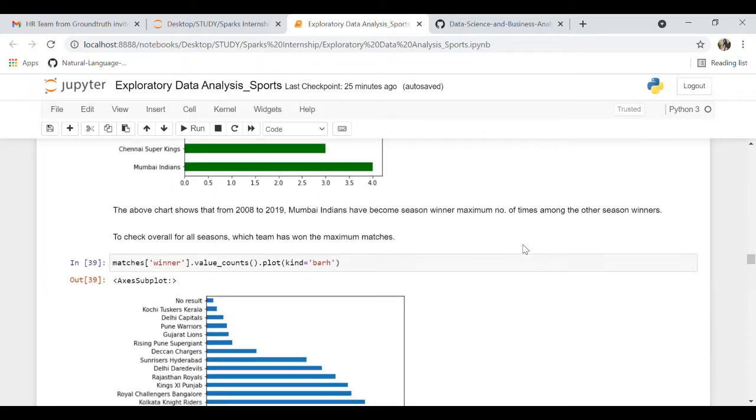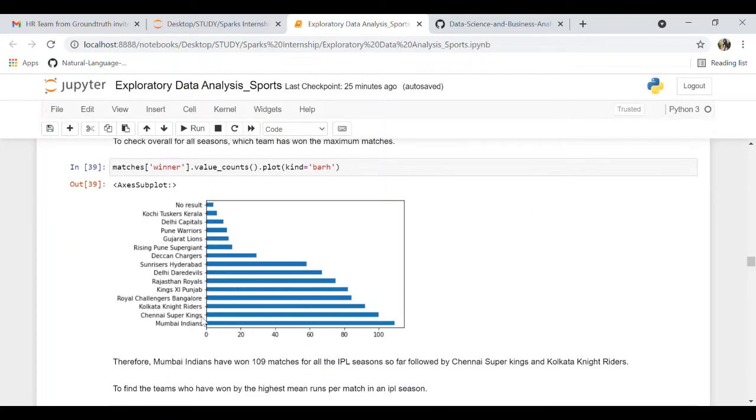Here it will give you the overall, from 2008 to 2019, total how many matches each of these teams have won. And who has won the maximum number of matches? That is Mumbai Indians. It has won 109 matches, followed by Chennai Super Kings and Kolkata Knight Riders.